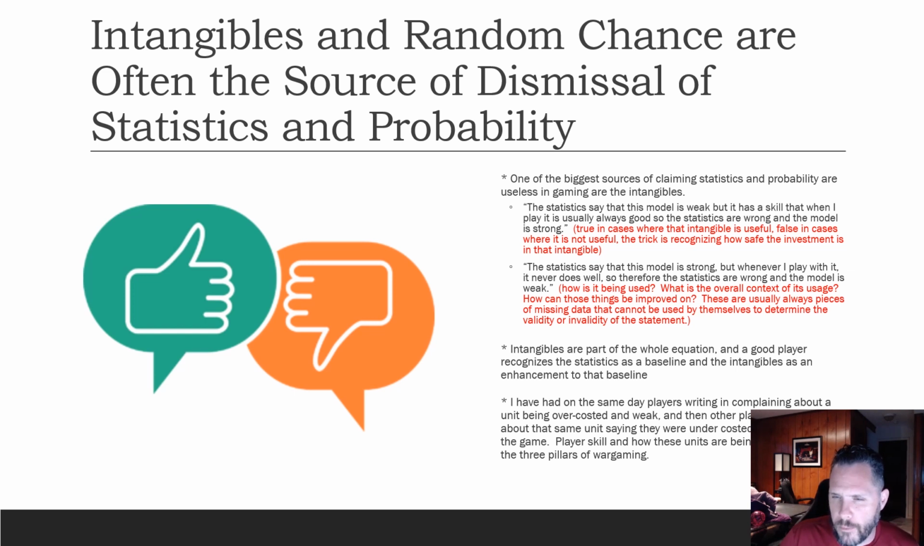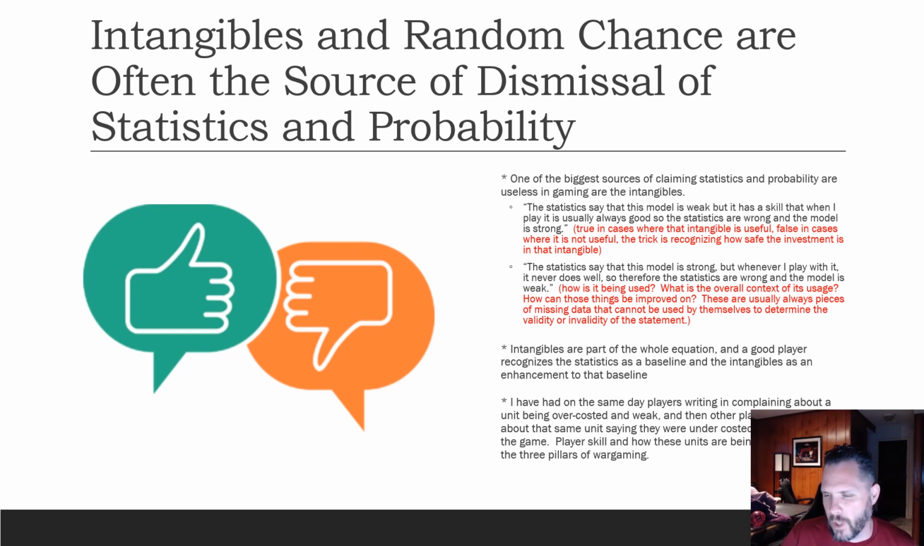Intangibles and random chance are often the source of dismissal of statistics and probability. This kind of plays in. I've already gone over this. I don't really think I need to spend too much more time on it. This is just giving some counter arguments to why statistics are useless in games, and this is just to give my opinion on why I don't believe those things are true at all. I said a lot of these I've already gone over, so I'm not going to go over them again. You can kind of check out this slide here.